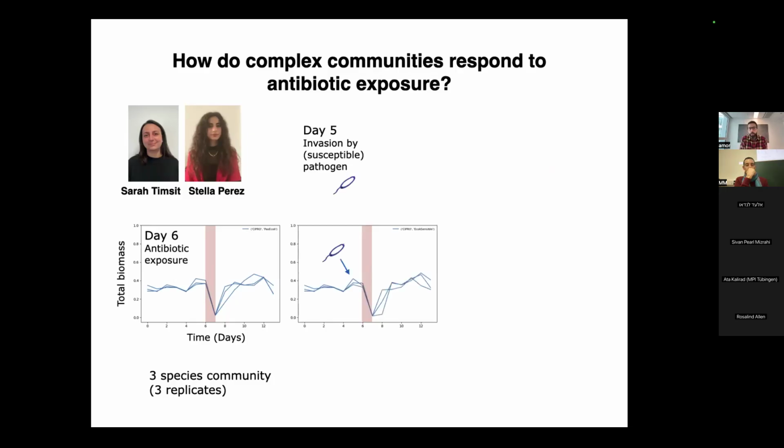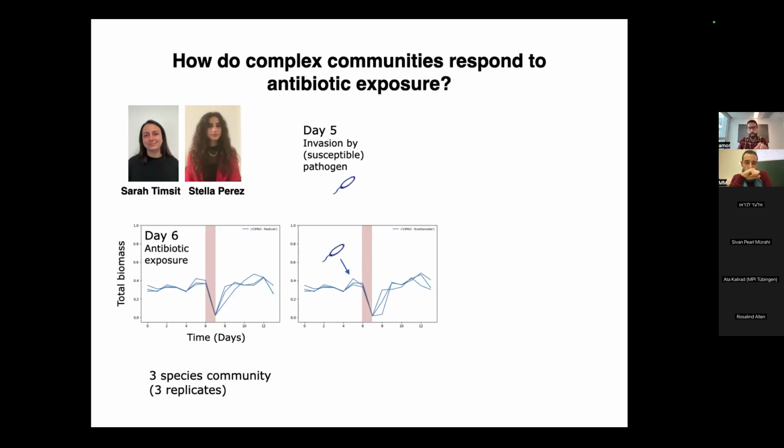But we can also model what would be an infection experimentally. This means that we introduce an invader before the antibiotic treatment. Here, this invader is a species that was isolated from a patient in the hospital. So it's a pathogenic strain of E. coli. We introduce it in the community on day 5, and after it arrives in the community, that's when we have an antibiotic treatment.